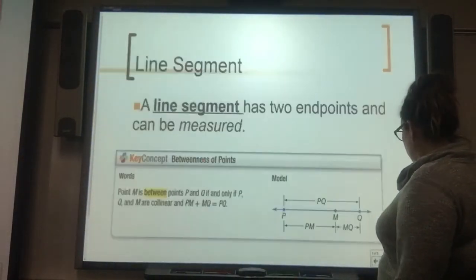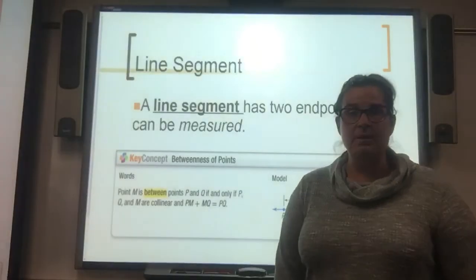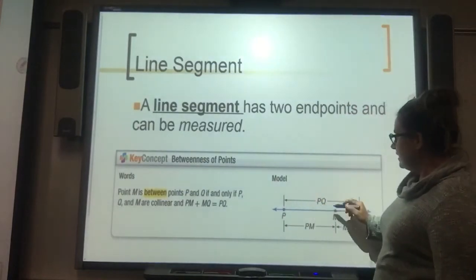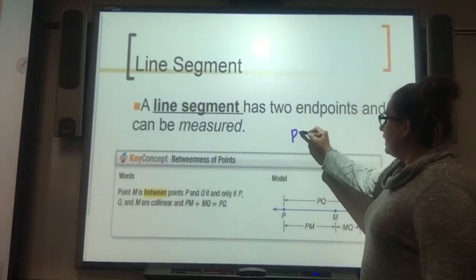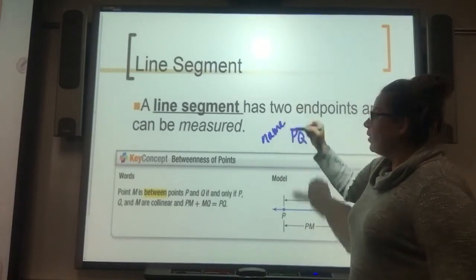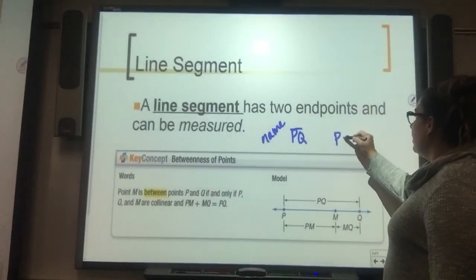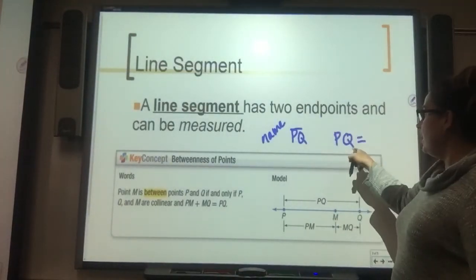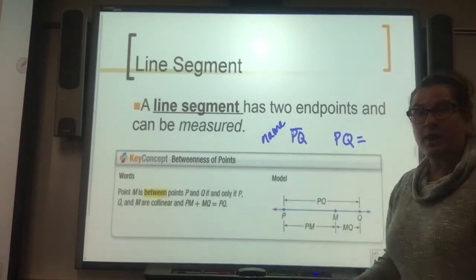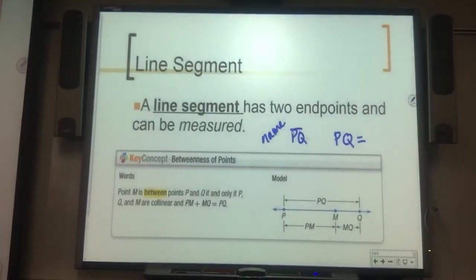So, a line segment has 2 endpoints and it can be measured. When we're talking about naming a line segment, we say line segment PQ. This is the name. When we're talking about the measure of the segment, we're talking no line. No line, measurement; line, it's the naming of it. Again, I'm going to be really picky about this, so we want to make sure we're doing what we need to be doing.